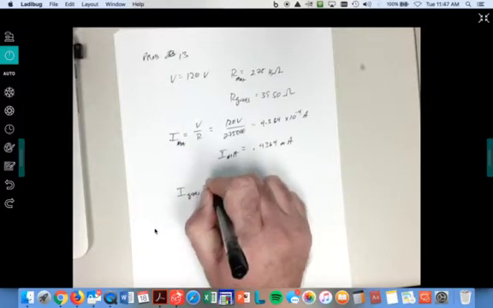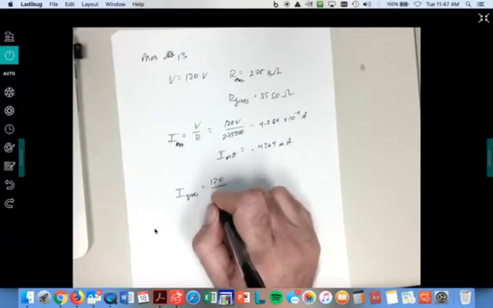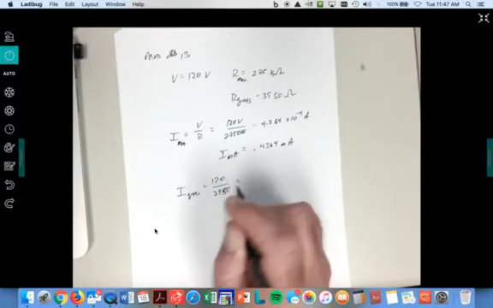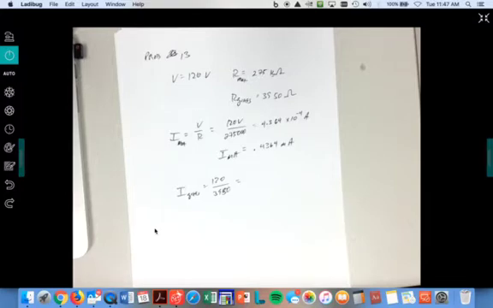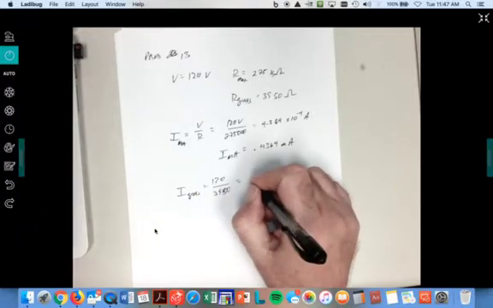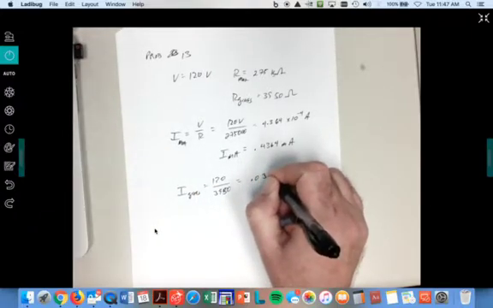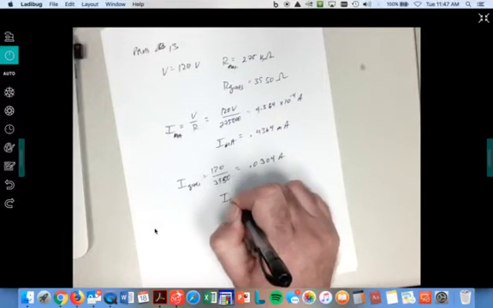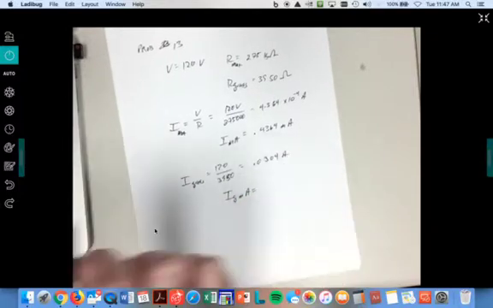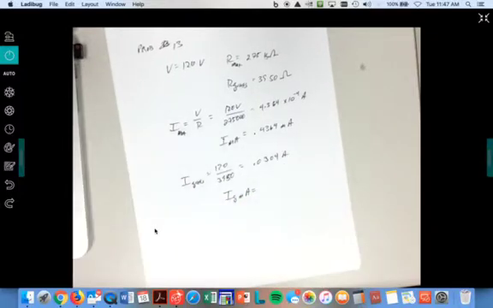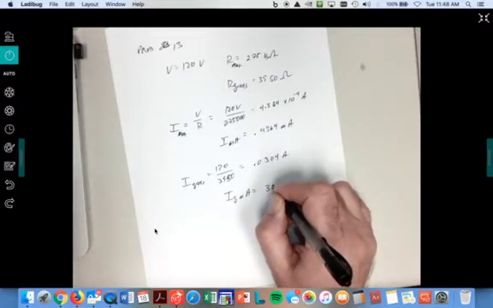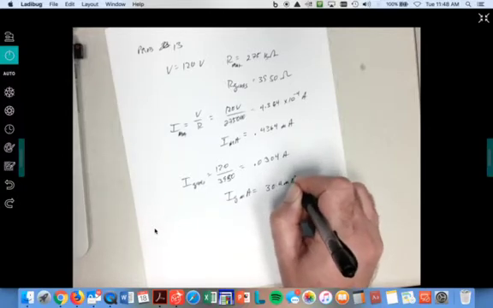will be 120 over 3950. So I've got 120 divided by 3950, which is equal to 0.0304 amps. I of grass in milliamps, I multiply by 1,000, which is 30.4 milliamps. All right, so 30.4 milliamps.